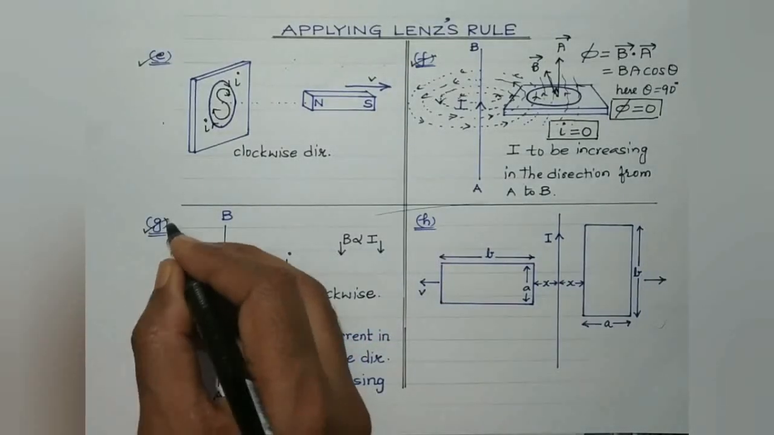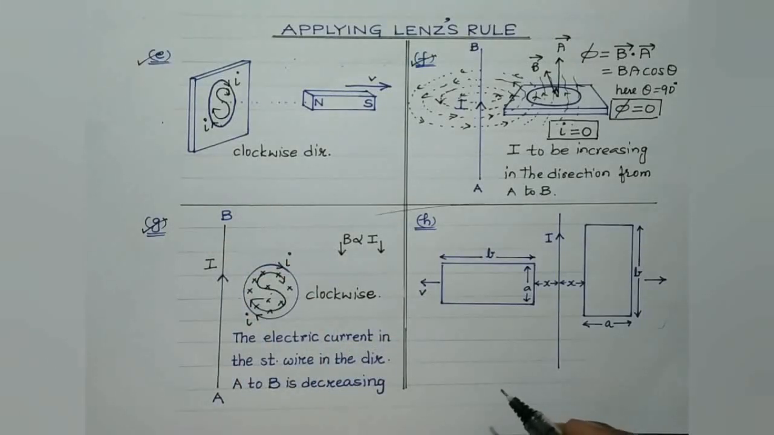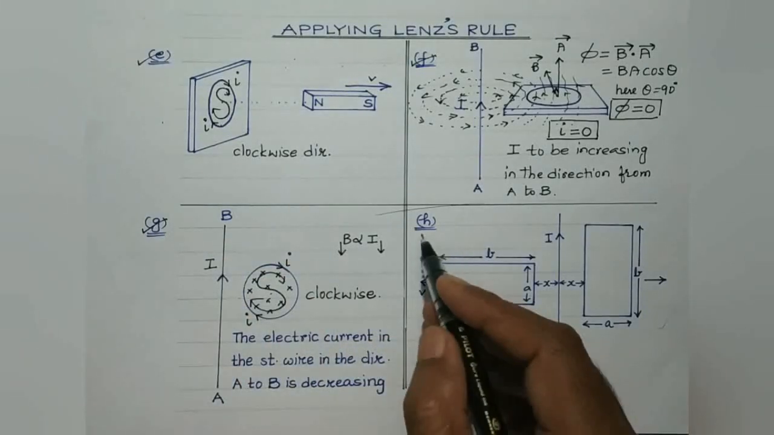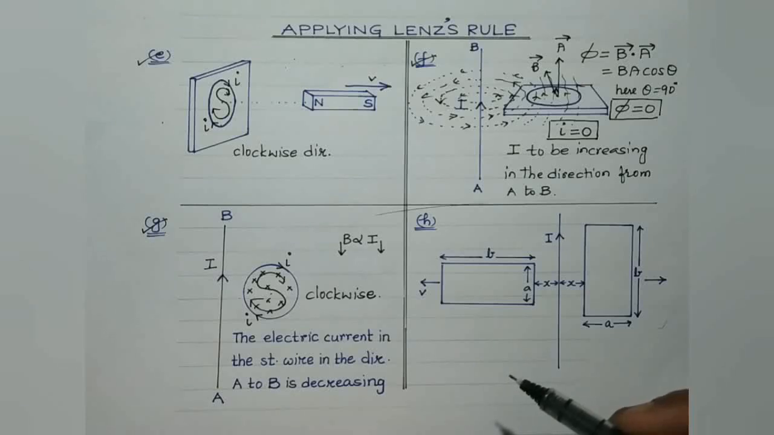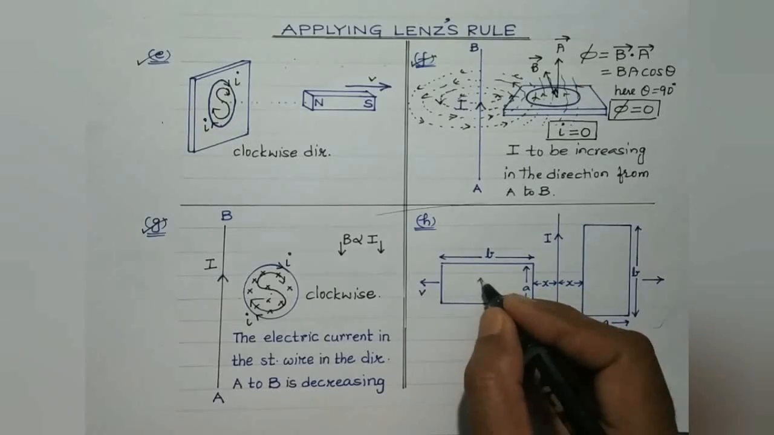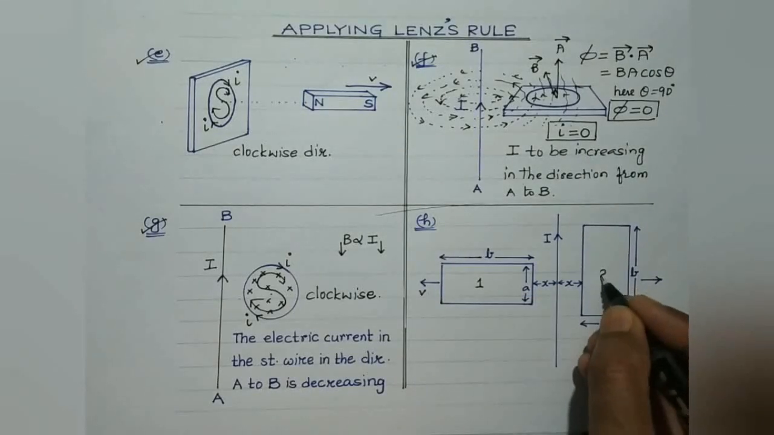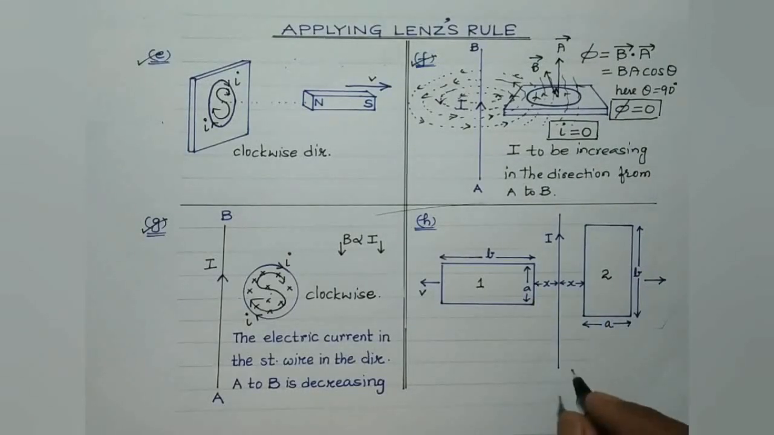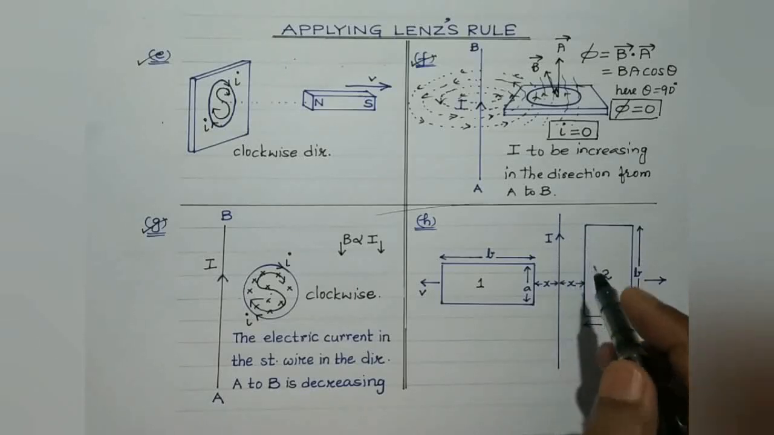So we are over with question number G as well. Now let's consider H part, right? This is a question where two identical rectangular loops 1 and 2 are given. These are the two identical rectangular loops, placed on a table along a straight long current carrying conductor between them. There is a straight long current carrying conductor.